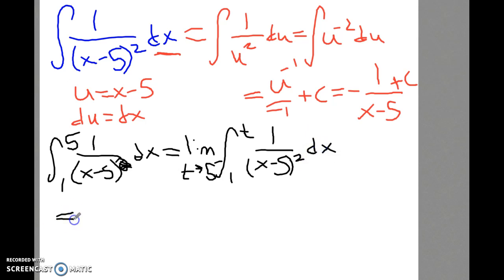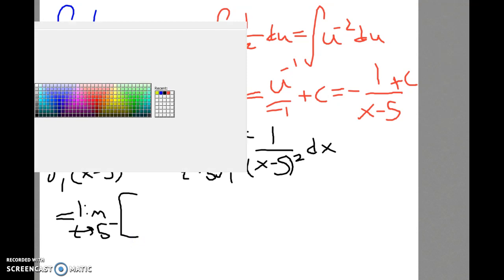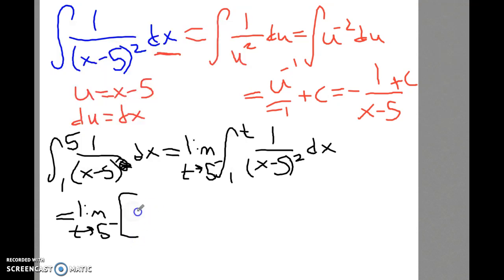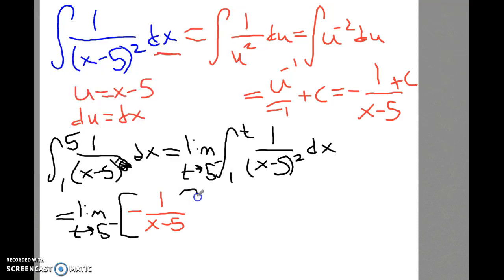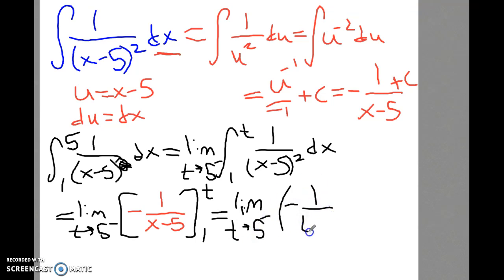Okay, and we have an antiderivative. So this is the limit as t approaches 5 from the left of our antiderivative, negative 1 over (x minus 5), as x goes from 1 to t. So we're going to plug t in first. So I'll put the limit in front of that. So the limit as t approaches 5 from the left of negative 1 over (t minus 5).